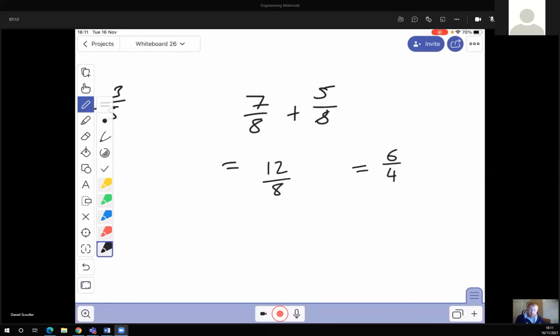Again, we can simplify that further. We've done a lot of that as well, taking the fractions as far as we possibly can. So we can take that further. We can actually take that to 3 over 2, and that's its simplest form.